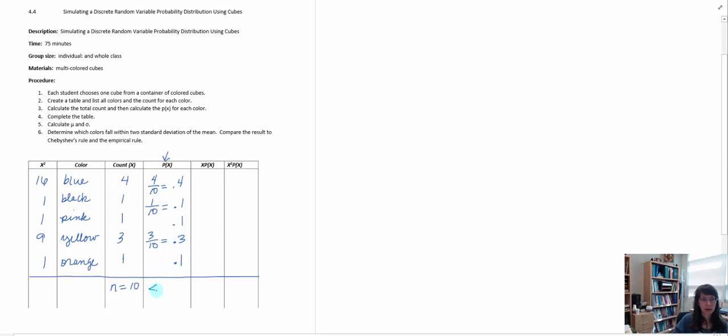You should check out the sum of your probabilities, and remember it should equal 1. 0.4 plus 0.1 plus 0.1 plus 0.3 plus 0.1 is 1. You should not have more than 1 or less than 1.